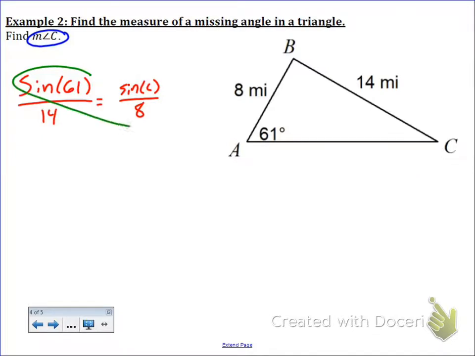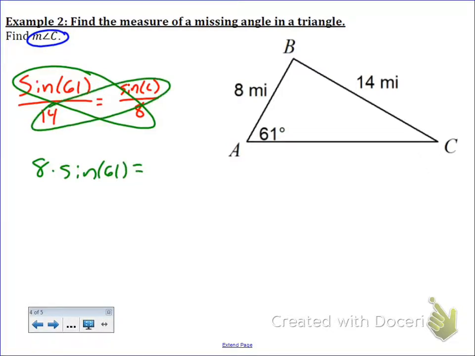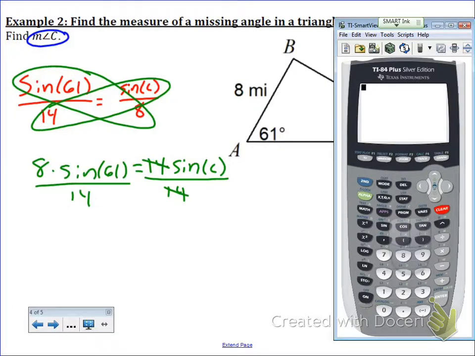So I'll take sine of 61 times 8, and that's going to be equal to 14 times the sine of c. We want to get the sine of c by itself, so let's get rid of the 14. Divide both sides by 14. The 14s will cancel, and I'm going to end up with 8 times the sine of 61. Make sure we close our parentheses. If we don't, we're going to get the wrong answer. Divided by 14.